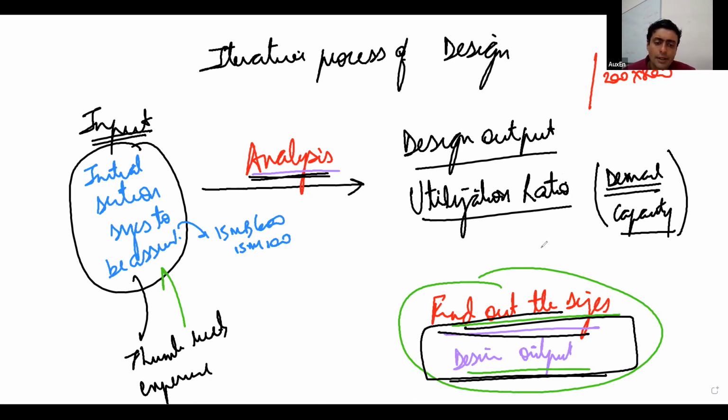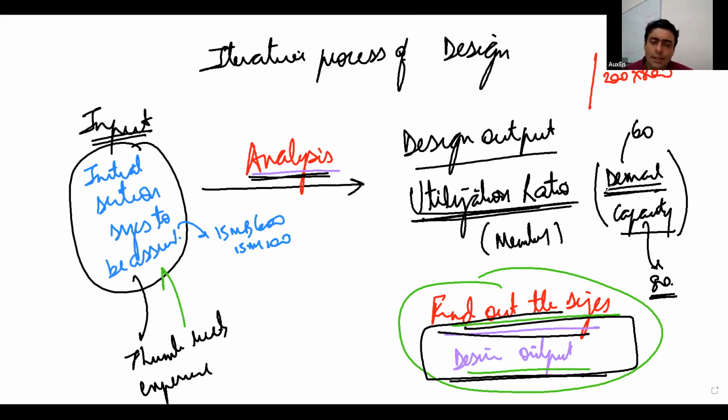That is the capacity. So if the demand is, let's say, 60. I'm not writing the units over here. Units can be anything. And the capacity is, let's say, 80. So the member, this is member level. Always remember, when I say utilization ratio, it is a member level output. So my member, let's say it's a column, a beam, whatever, has a capacity to take 80. I'm not writing the units right now. And the demand is 60.